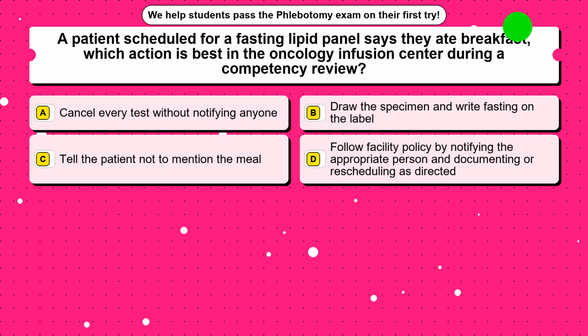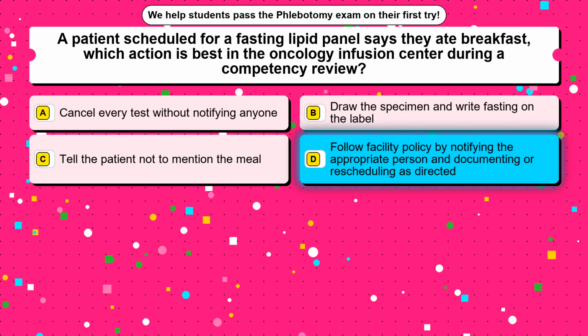Question 71. A patient scheduled for a fasting lipid panel says they ate breakfast. Which action is best in the Oncology Infusion Center during a competency review? Option A. Cancel every test without notifying anyone. Option B. Draw the specimen and write fasting on the label. Option C. Tell the patient not to mention the meal. Option D. Follow facility policy by notifying the appropriate person and documenting or rescheduling as directed.